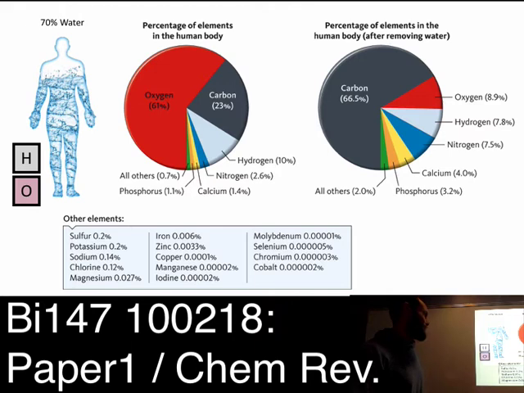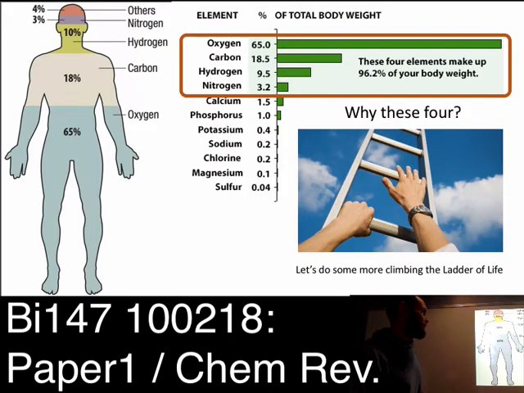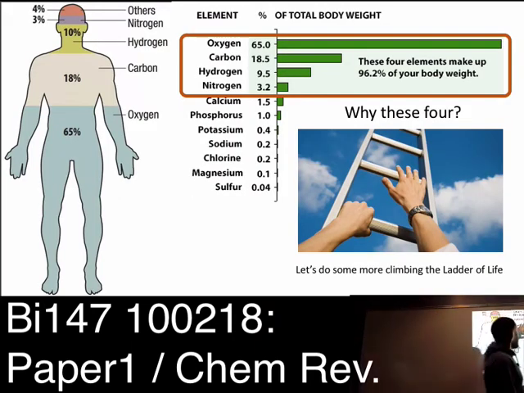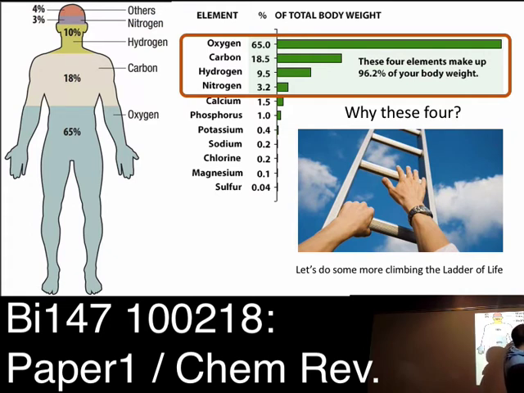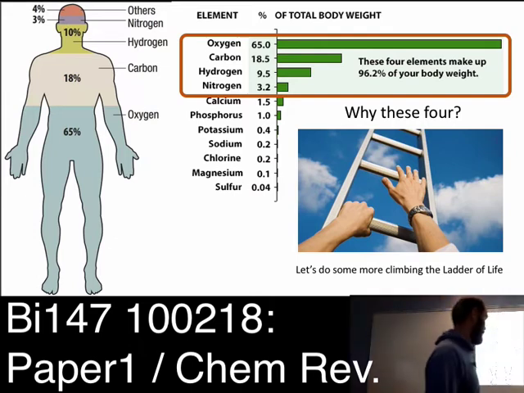All right, so let's see this in a different way. These four here are 96% of your body weight. That's oxygen, carbon, hydrogen, and nitrogen. Then there's calcium and phosphorus that make up about 1%. We're going to talk a little bit about these six, and the rest of it we're going to forget about.